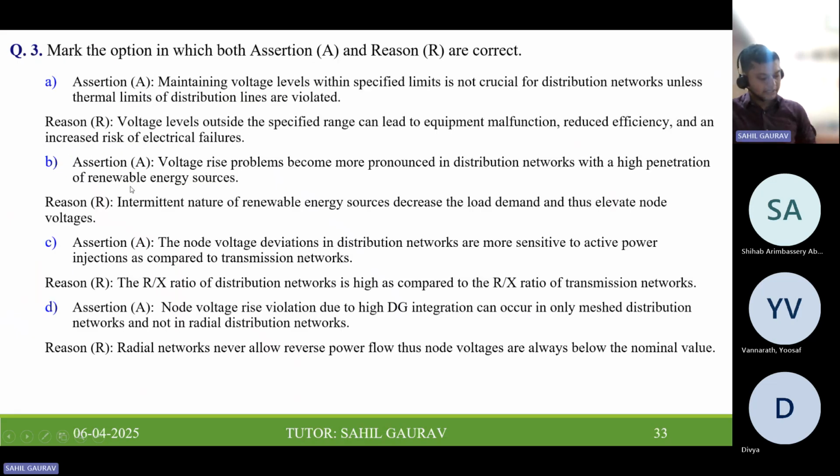Now this is a little bit lengthy question. You just have to read carefully. Here they are asking in which of the options both assertion and reason are correct. I am coming in 2 minutes.